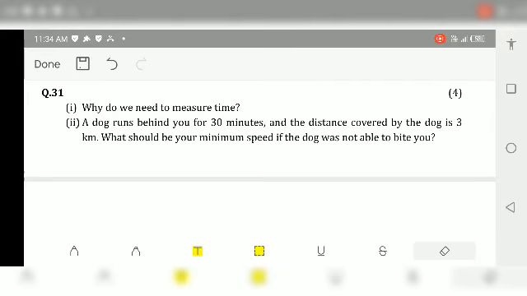Next question is: why do we measure time? We need to measure time in order to keep track of our day-to-day activities. For example, meeting with a doctor, attending our class on time.